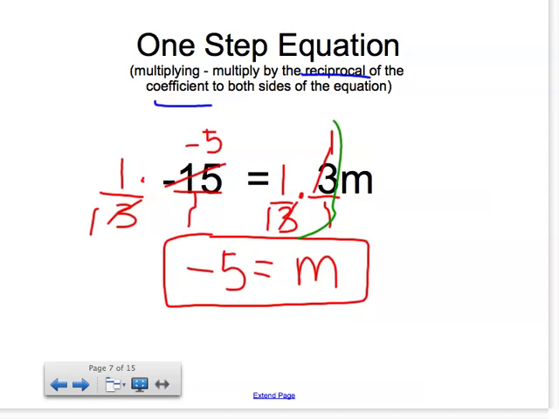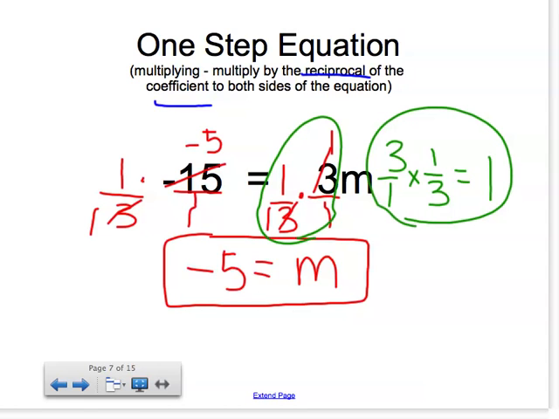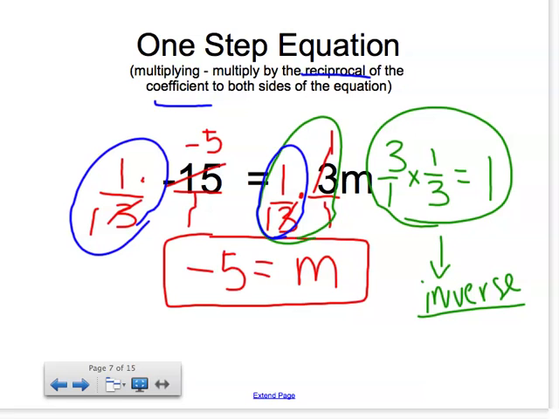This property right here, we had 3 over 1 times 1 over 3, that's equal to 1. This whole thing is called the inverse property of multiplication, meaning a number times its reciprocal is equal to 1. And then notice again we had another equality property where we multiplied by the same thing to both sides of the equation in order to keep things equal.